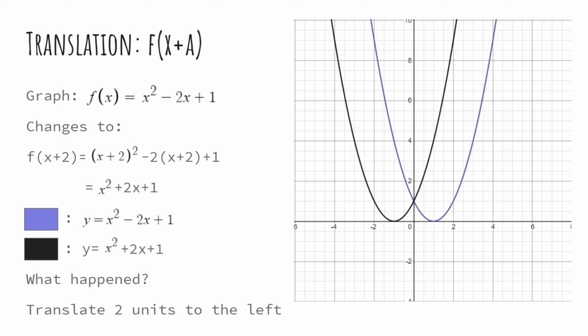The first translation is f(x+a), and I'll be using f(x) equals x squared minus 2x plus 1. And when I use f(x+2), it will become x squared plus 2x plus 1, which then translates 2 units to the left. From the start, y equals x squared minus 2x plus 1, the purple line, to the black line, y equals x squared plus 2x plus 1.